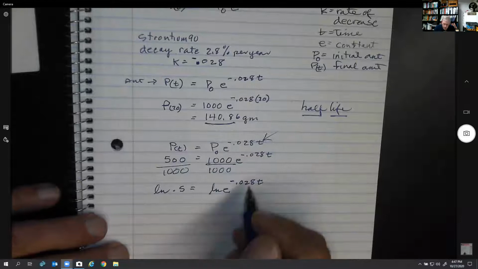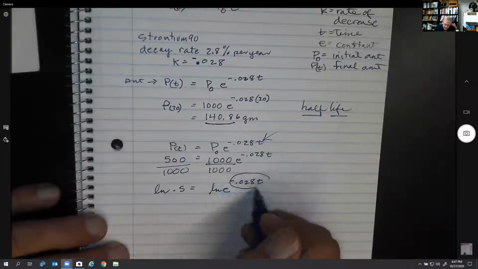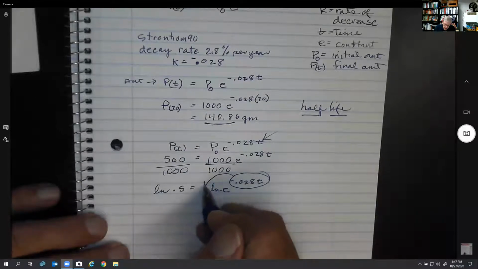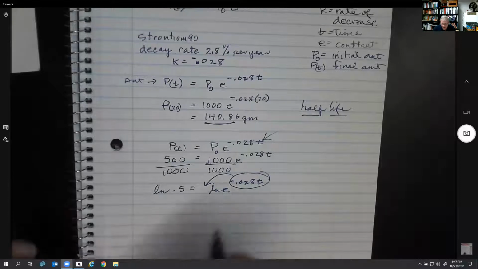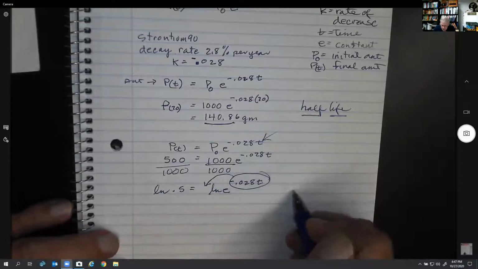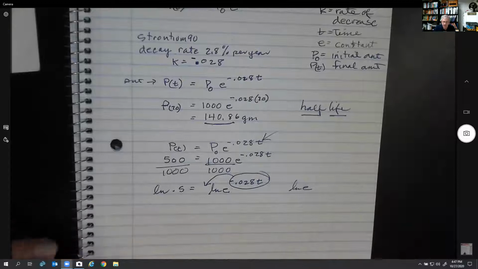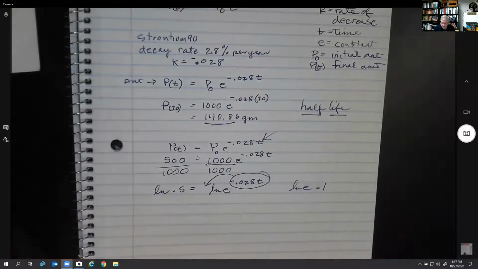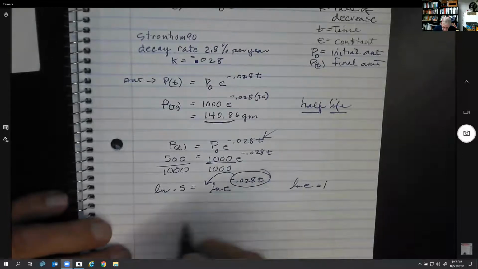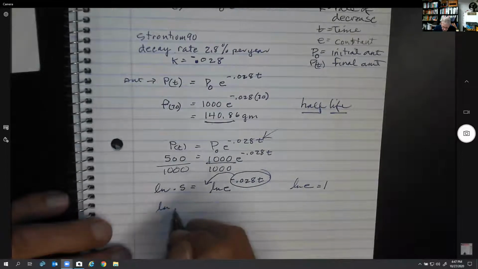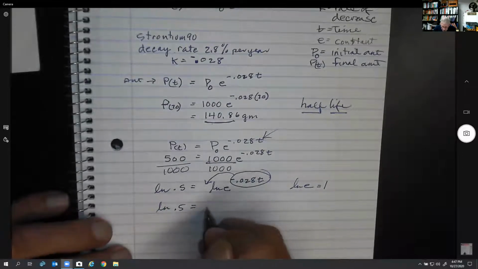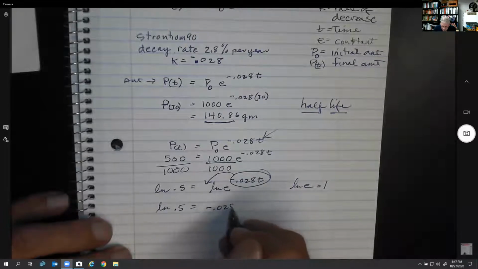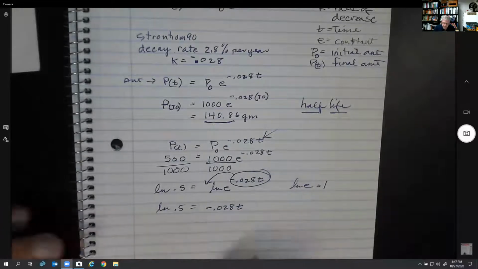Just like we did before, and that causes this to go in front. Okay? And we know the natural log of 1, and the natural log of e is 1. So this just becomes a 1. So we have ln 0.5 equals negative 0.028 t.